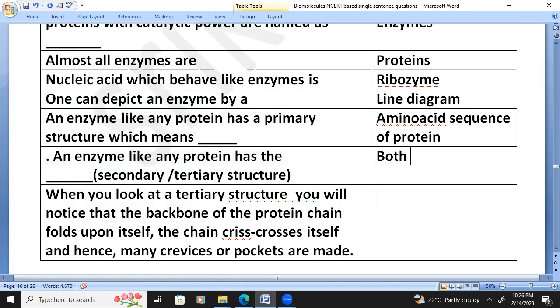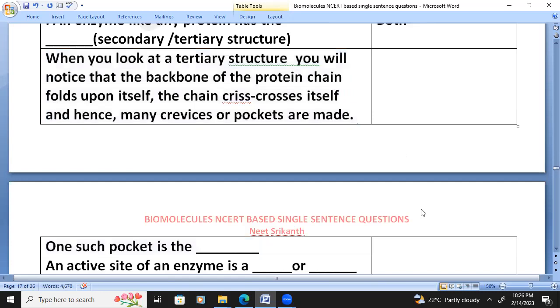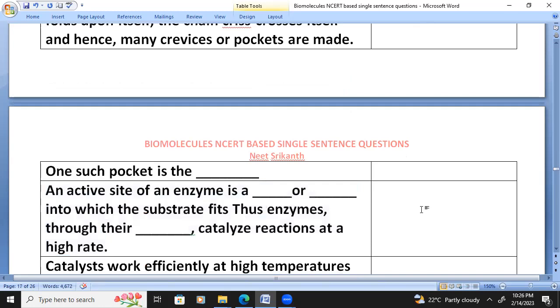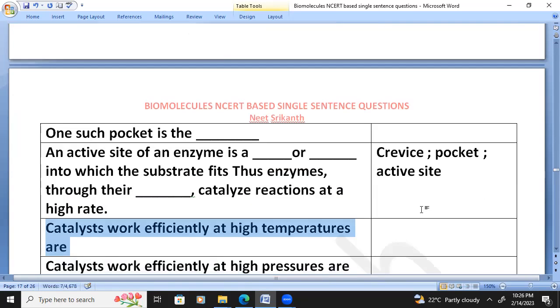When you look at the tertiary structure, you will notice that the backbone of the protein chain folds upon itself. The chain crisscrosses itself, hence many crevices and pockets are made. One such pocket is called the active site. An active site of an enzyme is a crevice or pocket into which the substrate fits. The enzymes through their active site catalyze reactions at a high rate.